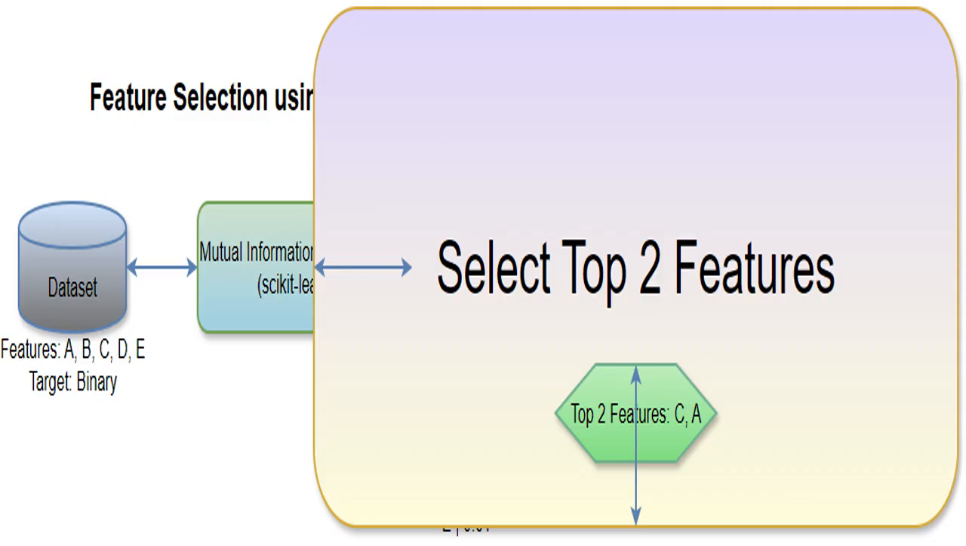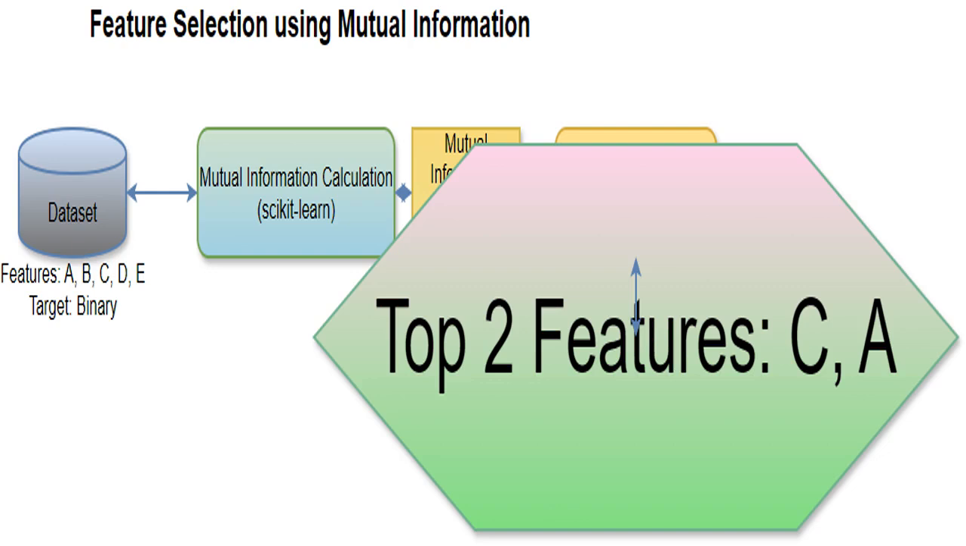My goal is to pick the 2 features with the highest mutual information scores to get the best prediction performance. I'm looking for the features that provide the most information about whether the target is 0 or 1. After ranking the features by their scores, C and A have the highest values, 0.20 and 0.15. Therefore, I select C and A as the top 2 features.